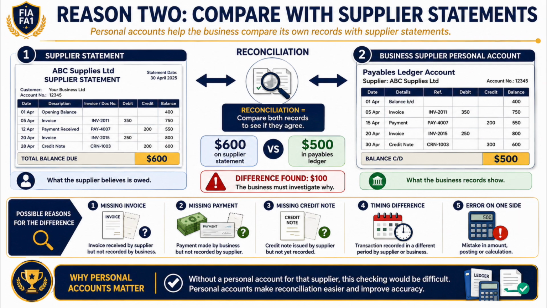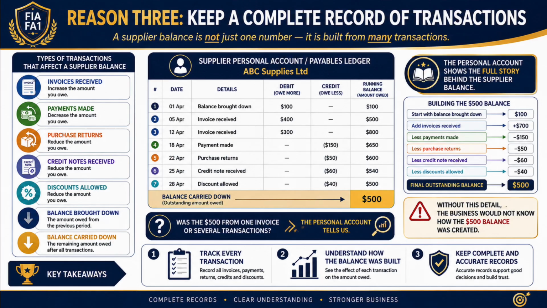The business must investigate why. Maybe the business has not recorded one invoice. Maybe the supplier has not recorded one payment. Maybe a credit note is missing. Maybe there is a timing difference. Maybe one side made an error. Without a personal account for that supplier, this checking would be very difficult. So personal accounts help the business compare its records with supplier statements.